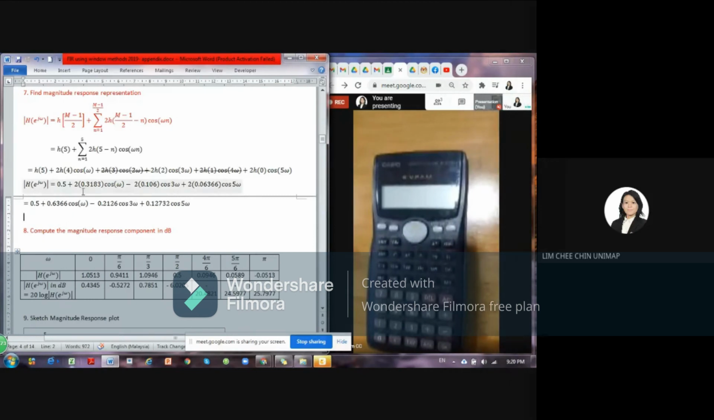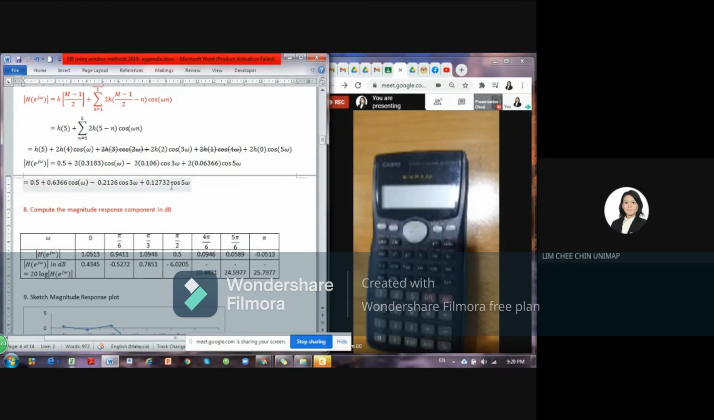Now we set this ω with 0, π divided by 6. Any value can be set, but normally we use 0, π/6, π/3, π/2, 4π/6, 5π/6 until π. So in the interval of π divided by 6. Then we put it inside this equation.